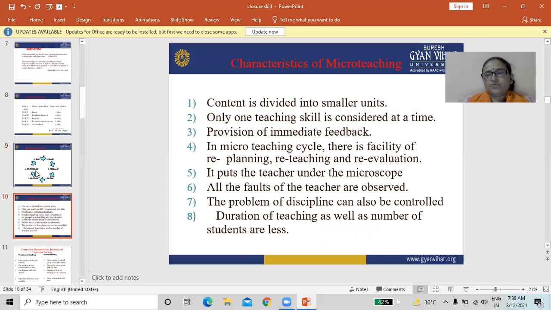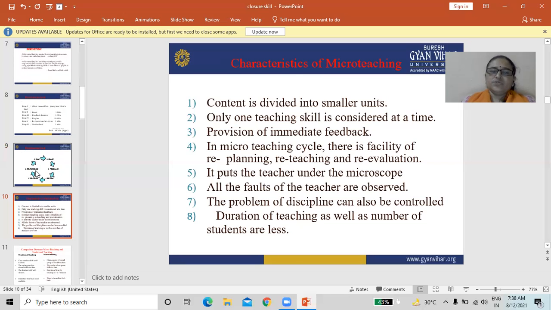Characteristics of micro teaching. Content is divided into smaller unit. Only one teaching skill is considered at a time. Provision of immediate feedback. In micro teaching cycle, there is a facility of replanning, reteaching, and re-evaluation.